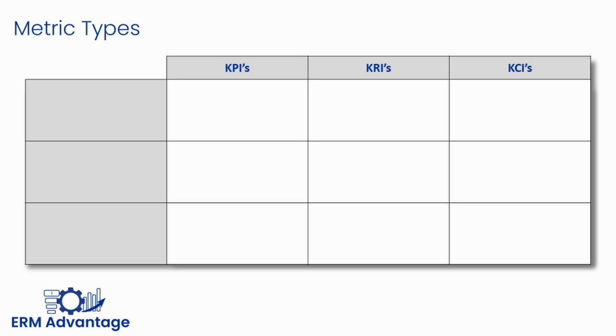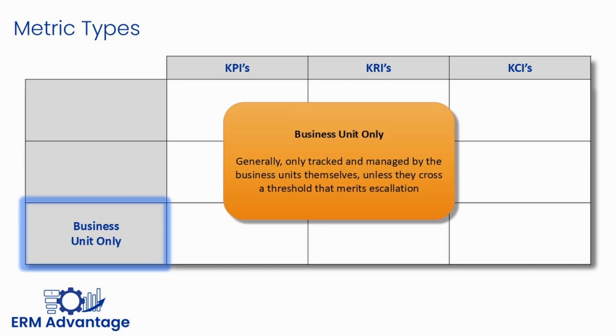Now again, the value in distinguishing between KRIs and KCIs is that it can give us a better picture as to whether a risk itself is changing or simply our response to it, which can have two very different responses. Now, on the other dimension, we have the scope of these metrics, starting with the business unit, which are generally only tracked and managed locally by the business, unless they may cut across some predetermined threshold that merits some escalation.